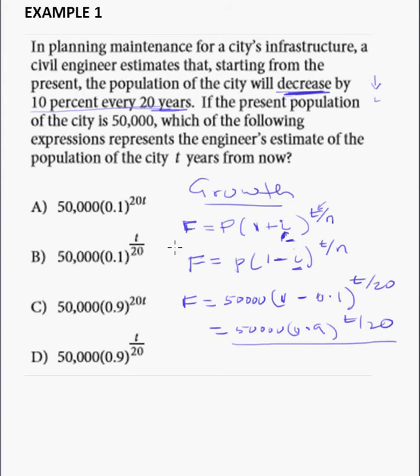You go back and then we realize, look, this is 0.1, this is 0.1. 0.1 means it's decreasing by 90% every 20 years, which is wrong. Now we know the answer has to be 0.9, 0.9. 50,000 is fine, this is fine. The only thing you need to worry about is this. This is not every 20 years. This here is every 20 years, and therefore your answer choice will be answer choice D.